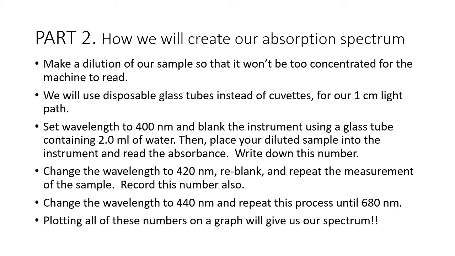Okay, so for this, we set the wavelength to 400 nanometers, and we're going to get a glass tube with 2 mils of water in it, and then blank the machine. Then we're going to measure the absorbance of our diluted sample, and then write down the number on your worksheet. Change the wavelength to 420, reblank, and repeat the measurement. Keep doing this until you get to 680. And when we plot all these out on a graph, we will have a spectrum which describes the absorbance properties of our mixture of molecules.